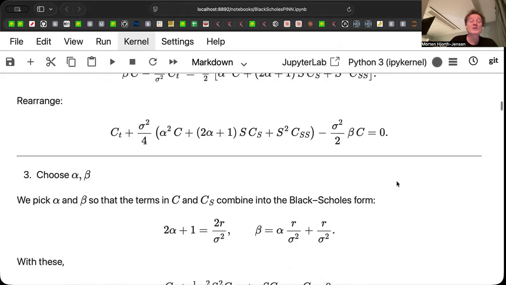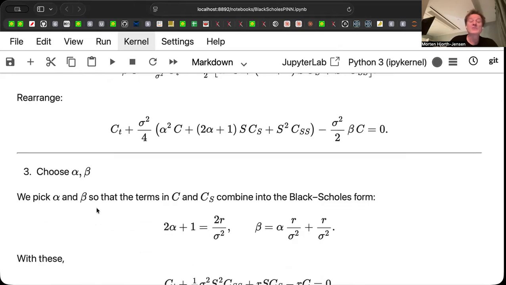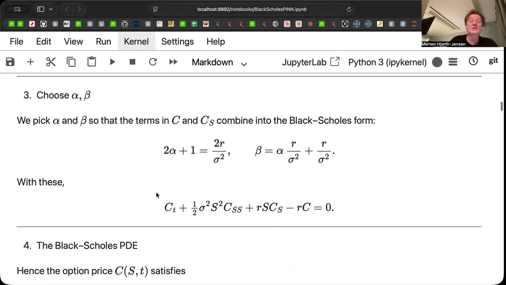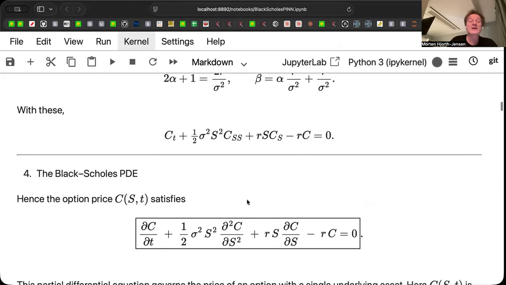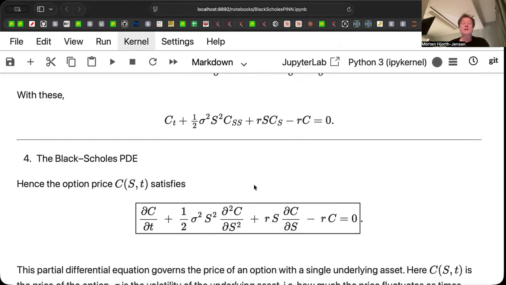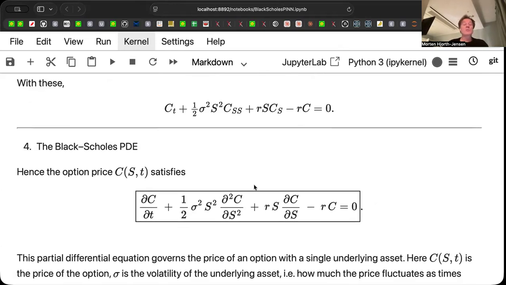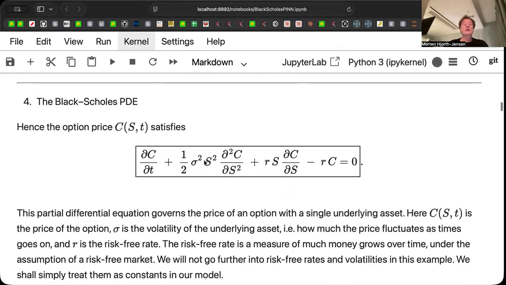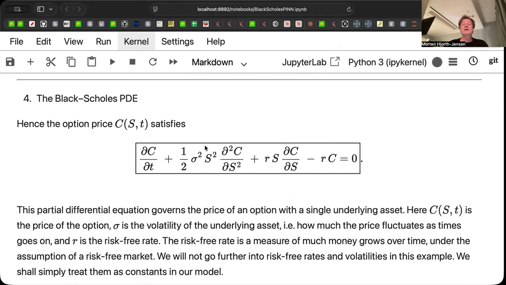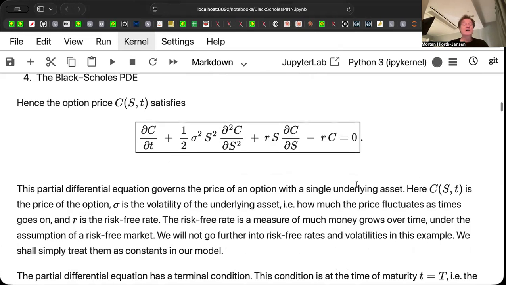Then, choosing these parameters alpha and beta, you can pick them so that the term C and C of S combine into the so-called Black-Scholes term. And with these, you have a set of combinations here, which you can then translate into a differential equation. That means you end up with a final Black-Scholes equation, which has a standard diffusion part, which are the first two terms. And you can see that C is actually the price of the option.